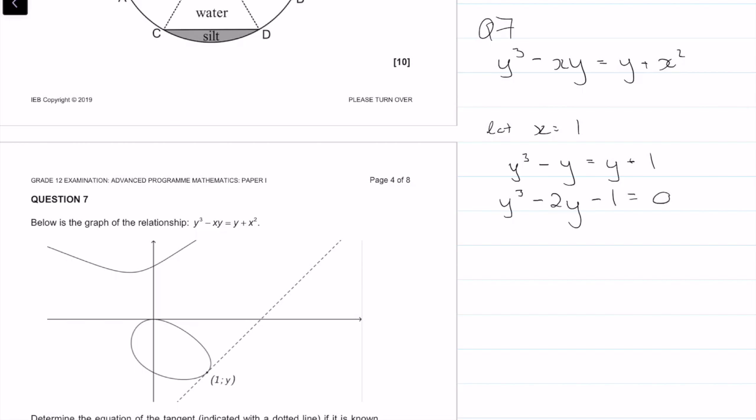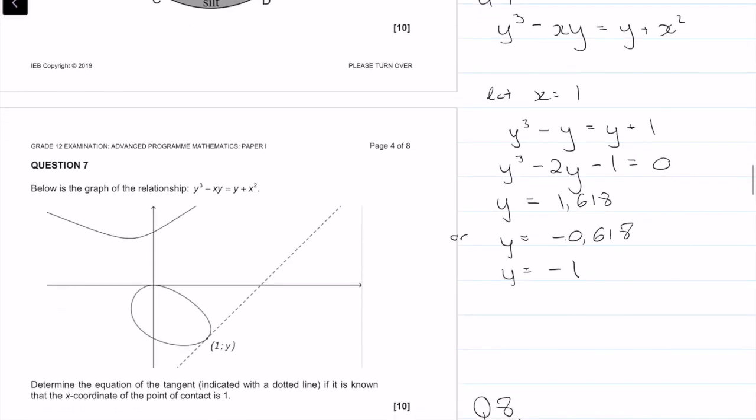Now I'm going to plug this into my calculator. If you're using the Casio, it is mode 5, and then I'm going to go for option 4. I'm going to plug in 1 for A, 0 for B, minus 2 for C, and minus 1 for D. And I get answers of y is equal to 1.618, or y is equal to minus 0.618, or y is equal to minus 1. There are 3 answers here.